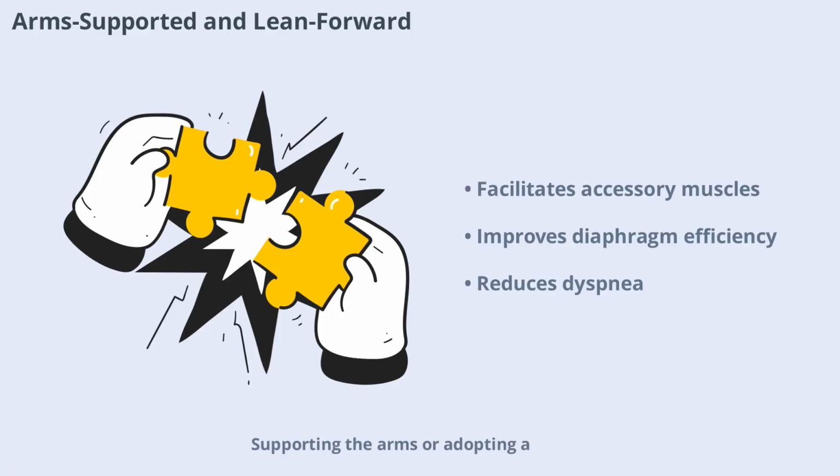Supporting the arms or adopting a lean-forward position can facilitate accessory muscle use, improve diaphragm efficiency, and decrease dyspnea. These positions are particularly helpful for patients with COPD or those experiencing significant breathlessness. They can be used during rest or activity to promote better breathing mechanics.